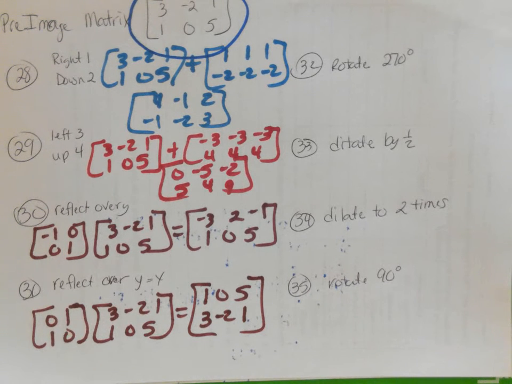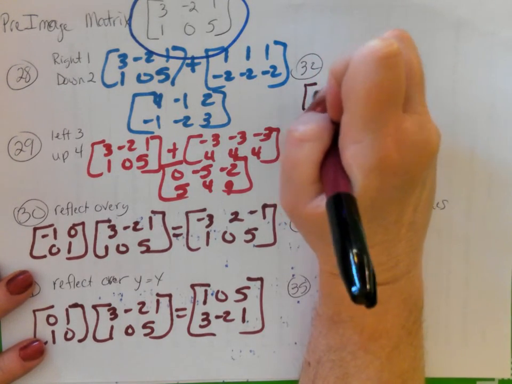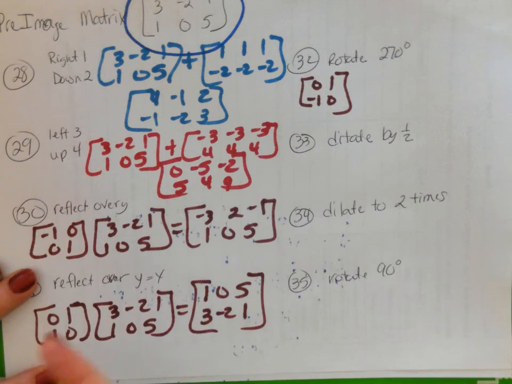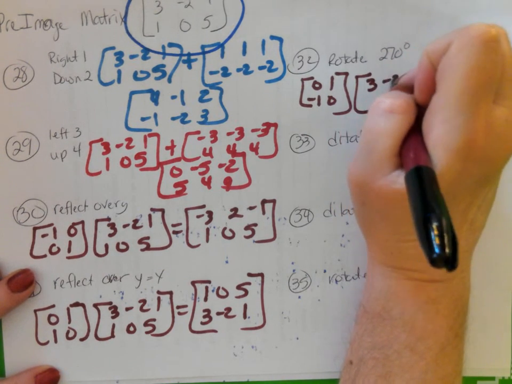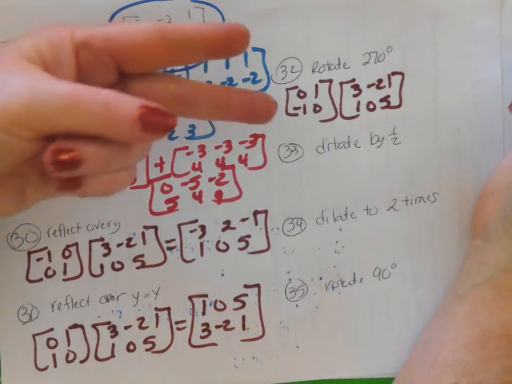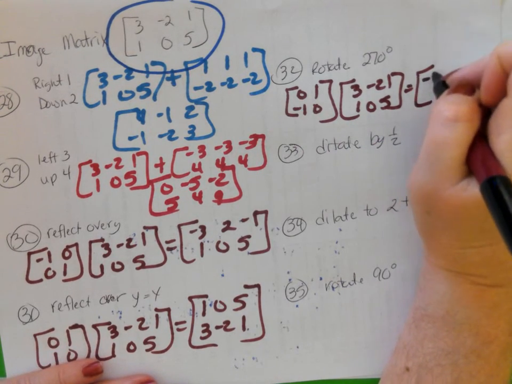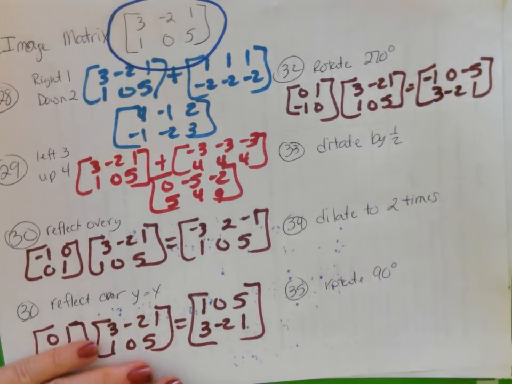Okay, rotating 270 degrees. Again, I look it up. That's on page 190. That's 0, 1, negative 1, 0. Okay, notice they switched places, so that means they're going to flip again. 3, negative 2, 1, 1, 0, 5. Okay, so they're going to switch, and when I switch them, the bottom row is going to change signs. So negative 1, 0, negative 5, and 3, negative 2, 1 is going to be on the bottom.